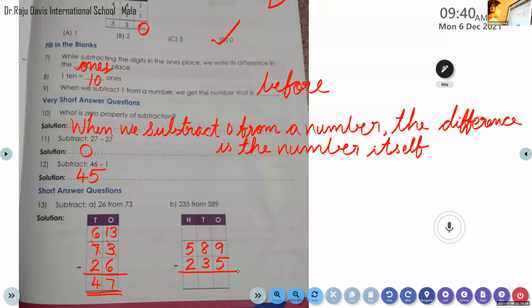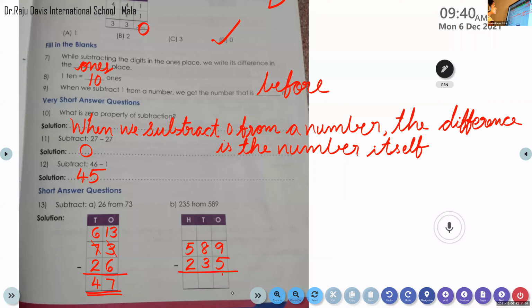Smriti, are you writing? Yes. Okay. The answer is 354. The ones place, 9 minus 5 is 4. Then tens place, 8 minus 3 is 5. And in the hundreds place, 5 minus 2 is 3. 354 is the correct answer.